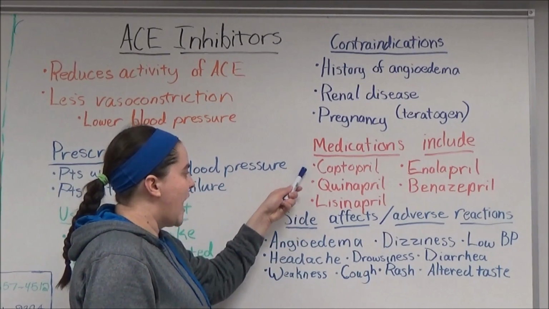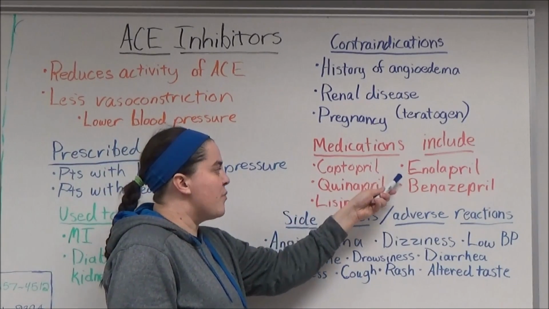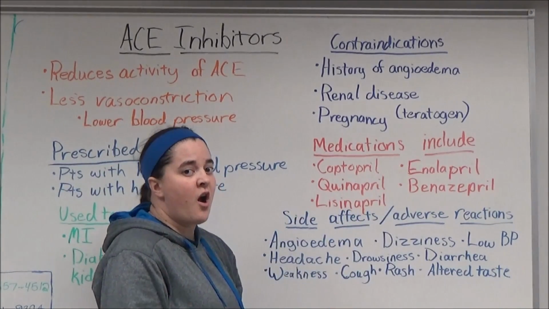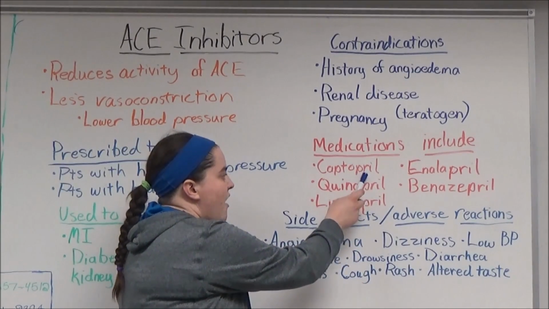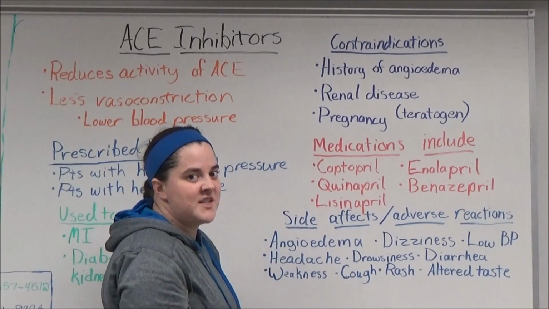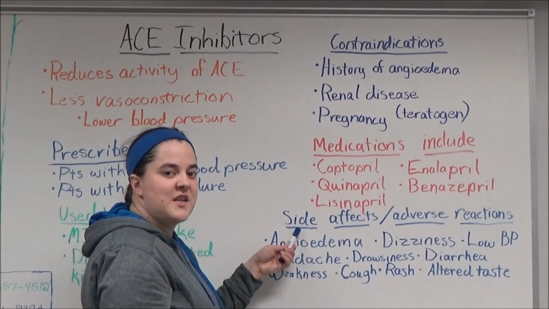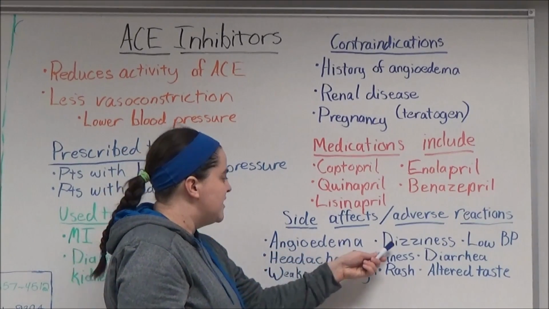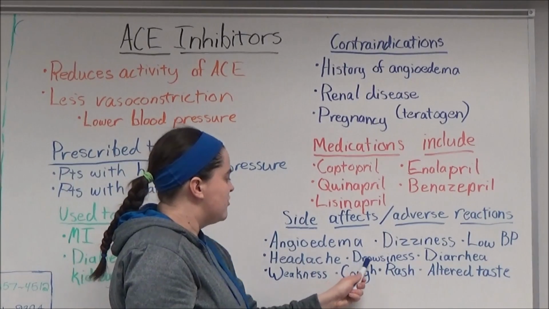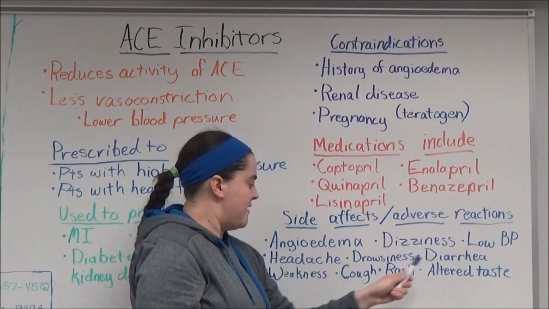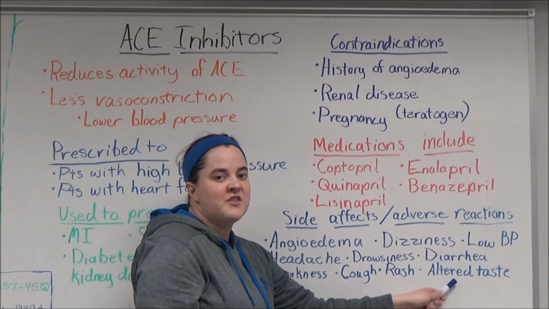Medications include captopril, quinapril, lisinopril, enalapril, and benazepril, though there are more. If you'll notice, each medication ends with PRIL. That's how you know it's an ACE inhibitor. Side effects and adverse reactions include angioedema, dizziness, low blood pressure, headache, drowsiness, diarrhea, weakness, cough, rash, and altered taste.